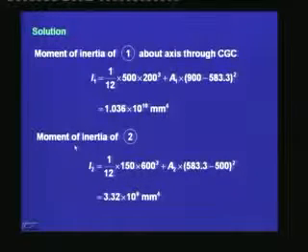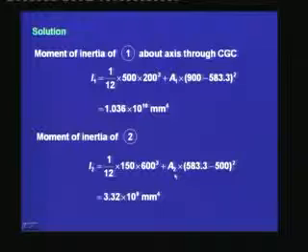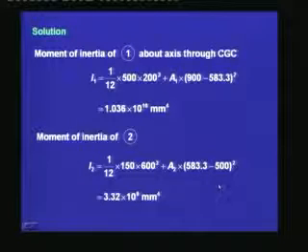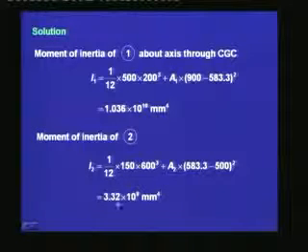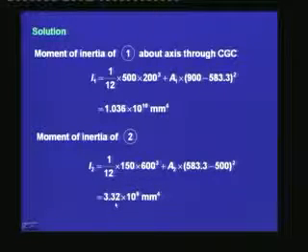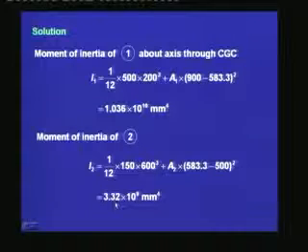Similarly, we can calculate the moment of inertia of area 2. This is equal to the moment of inertia about its centroidal axis, which is 1 by 12 times the breadth, which is 150, times the depth cube, which is 600 to the power 3, plus the area, which is A2, times the distance square. The distance is (583.3 minus 500) whole to the power 2, and once we substitute the value of A2, we get I2 is equal to 3.32 times 10 to the power 9 millimeter to the power 4.